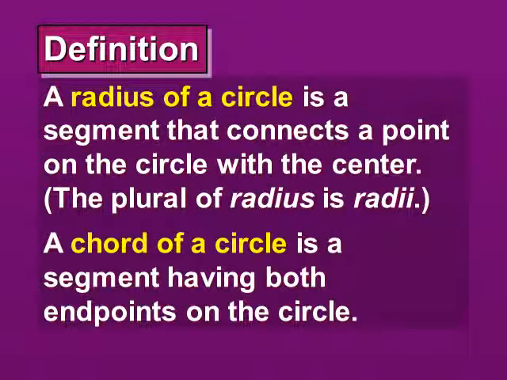So here's a center, and here's a circle that is this given distance away from the center all the way around. If you thought about that given distance being called a radius, you are right. That segment that connects the point on the circle with the center, the plural of radius is radii. And the chord of a circle is a segment, but it has both endpoints that are on the circle. So let's look at an example of that.